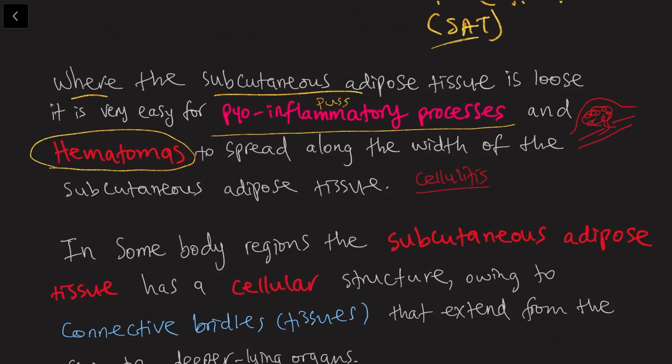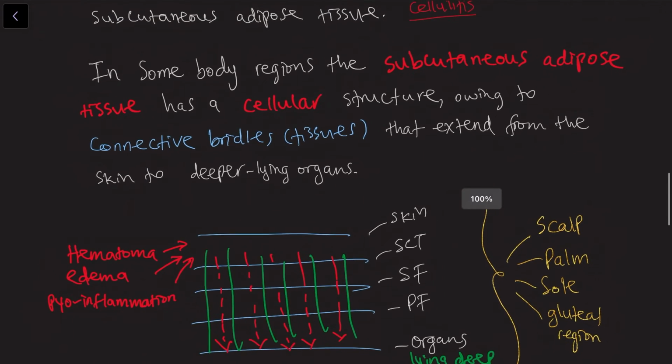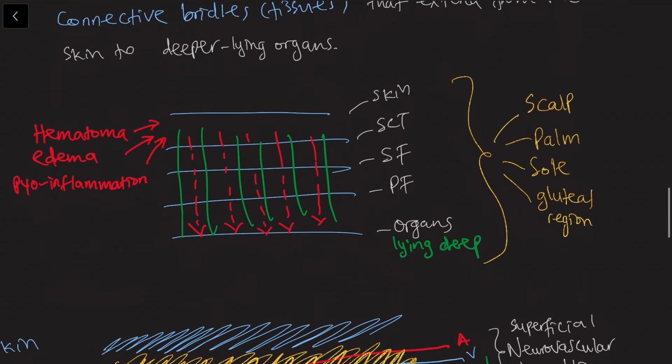Cellulitis. All right. Now, in some body regions, the subcutaneous adipose tissue has a cellular structure, and this is because of connective bridles or connective tissues that extend from the skin to the deeper lying organs. All right? What do I mean? For example, as we said, you have your skin, you have the subcutaneous tissue, you have the superficial fascia, and then you have the proper fascia, right?